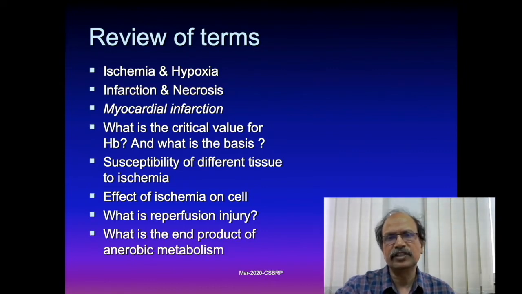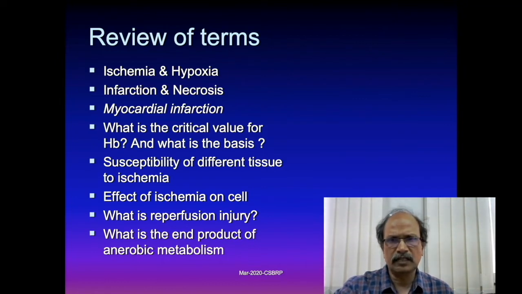Effect of ischemia on a cell. If you recollect general pathology, when there is ischemia, there is low ATP production. Low ATP production is associated with the inability of the sodium potassium pump to be active, and because of this there is increased permeability. Sodium enters the cell, potassium leaves the cell, and there will be entry of water, so the cell swells. If it is for a longer duration, the cell membrane gets damaged, the cell becomes leaky, and it may die too.